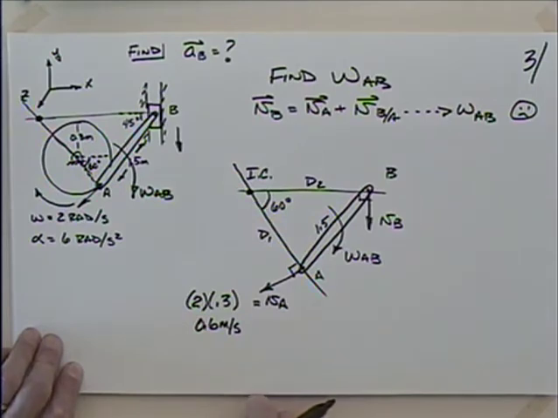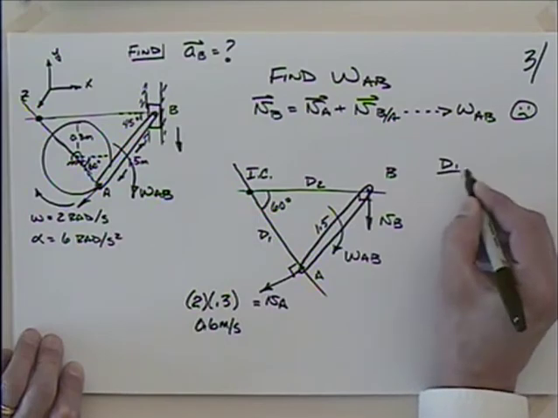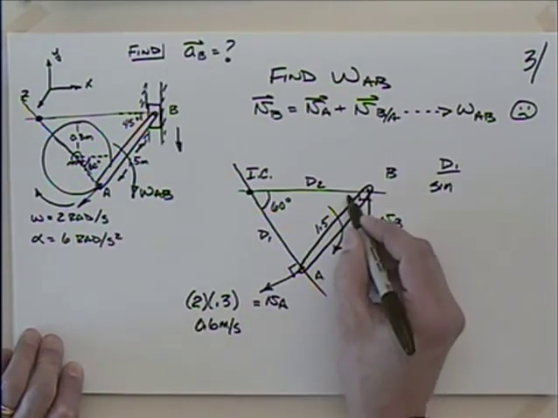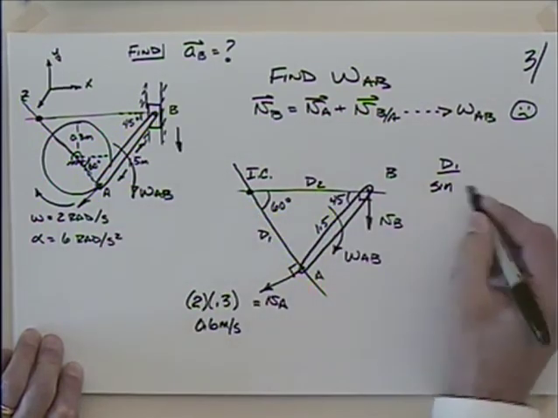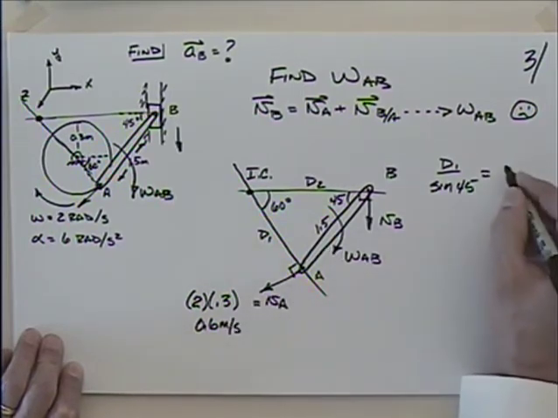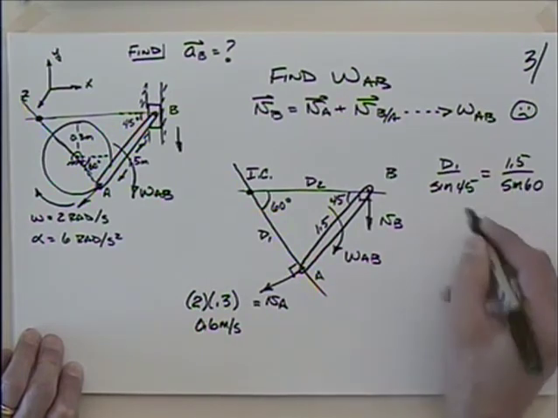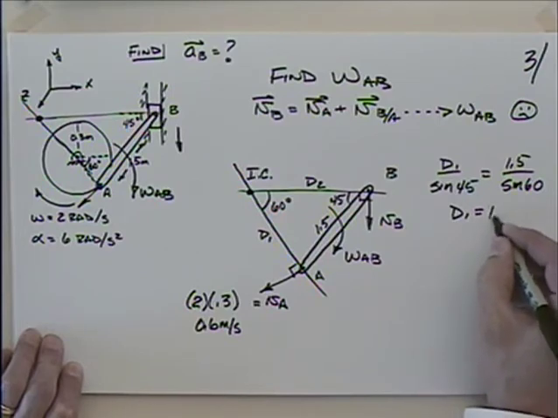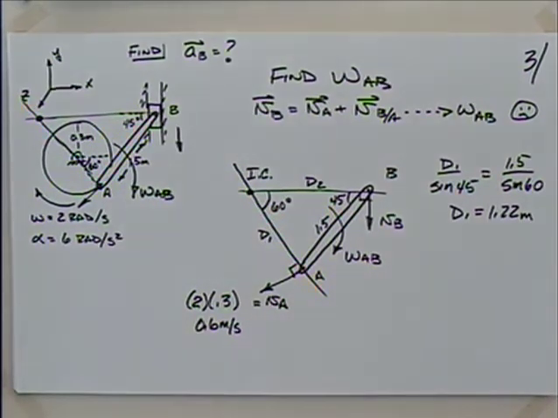Okay. Well, now I'm getting somewhere. Because I could say that D1, what I'm looking for, is to the sine of this angle here. Do I have that angle there? Yeah, 45, isn't it? As this 1.5 is to what? The sine of 60? So I can solve for D1, and D1 turns out to be equal to 1.22 meters. That seems reasonable looking at the entire picture.